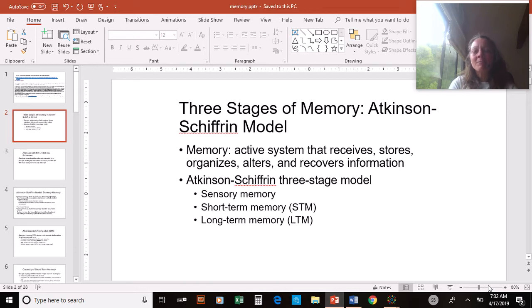So when it comes to memory, we usually classify it as 3 stages based on Atkinson and Shiffrin's model. Those stages are sensory memory, short-term memory, and long-term memory. Remember, we're constantly inundated by outside stimulation, and our neurons and synapses are picking up all that information and filtering it through our central nervous system up into our brain, and then it's going back out and telling us what to do or what it is.